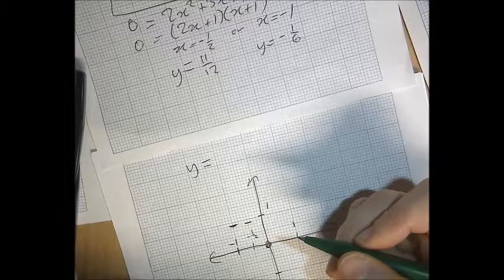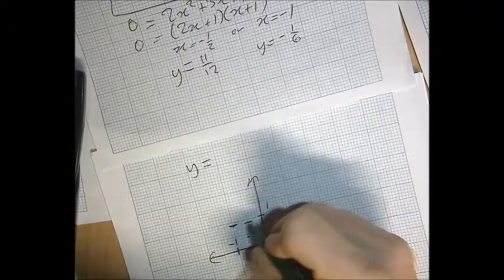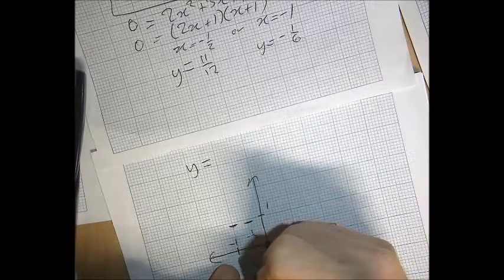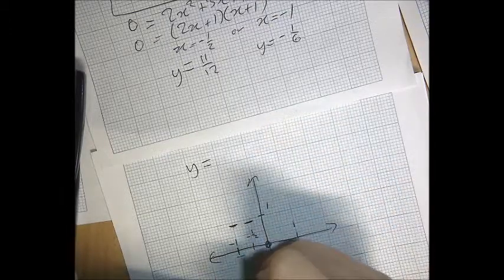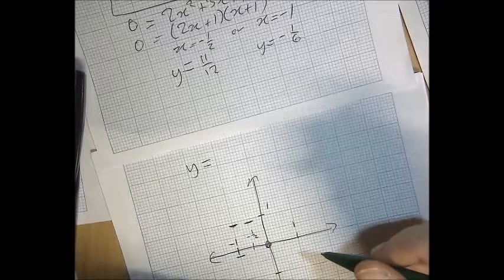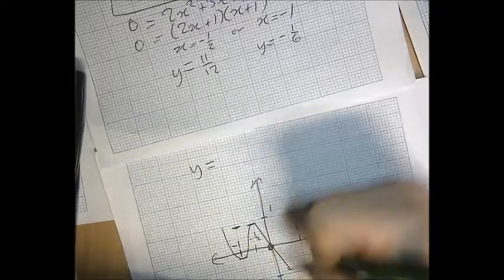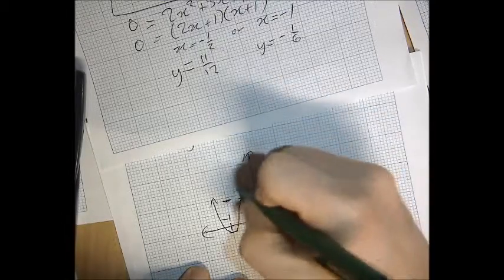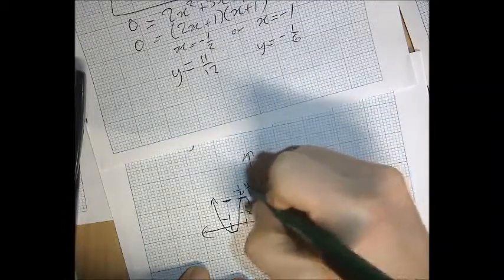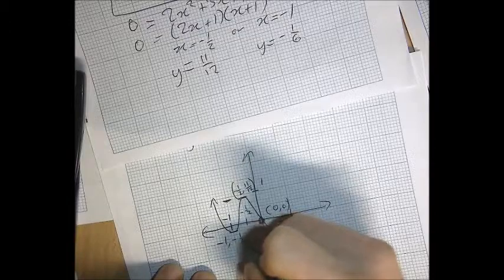Negative 1 comma negative 1/6, that's flat there. So it goes like this, and there's the y-intercept. So 0,0 is the y-intercept, negative half comma 11/12 is one flat point, and negative 1 comma negative 1/6 is another flat point.